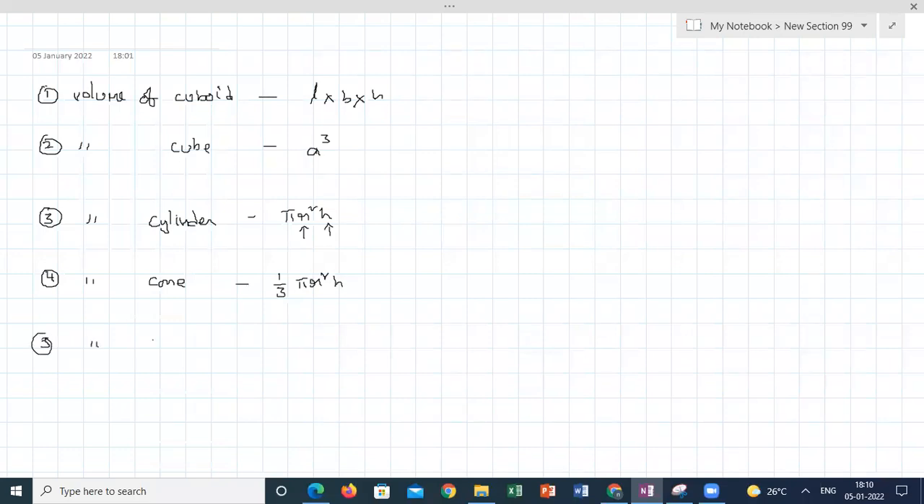Volume of the sphere: 4/3 pi r cube. Will you agree, everyone? Any doubts or any changes? Students, please respond. Correct, sir.